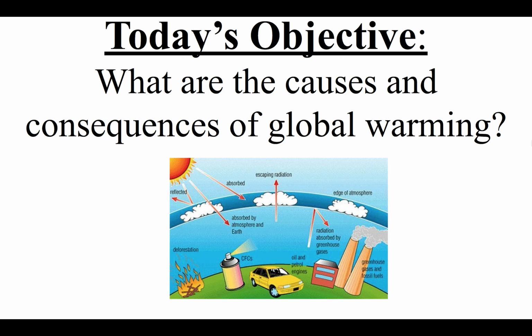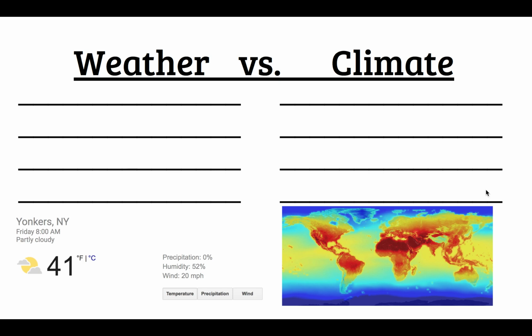Today, our objective is what are the causes and consequences of global warming? Now, in order to have that conversation, first we have to talk about the difference between weather and climate. Up until this point, we've mostly been talking about weather. So, what's the difference?